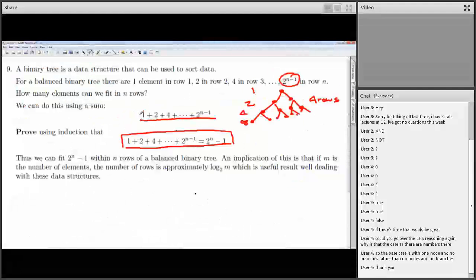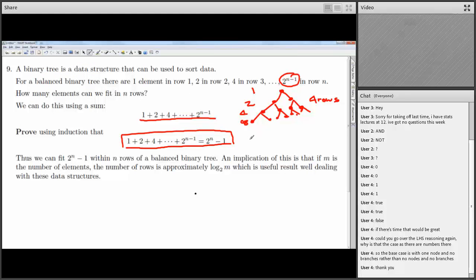Before I do that, just why we're doing this, the implication of it all. This essentially shows you that the number of data elements n in the tree, for a balanced one at least, is equal to 2 to the power of the number of rows, minus 1. So roughly speaking, the number of rows is approximately log base 2 of the number of elements. So that's the relationship. Reversing powers is using logs.